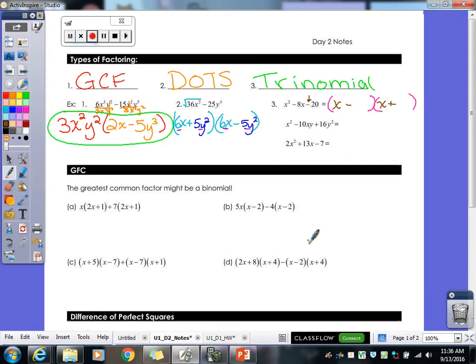So now we have to look at 20. What multiplies to give us 20? 2 and 10. Now I'm looking to get a negative 8 in the middle. So if I put the 10 with the minus sign, the 2 with the plus sign, what I'm doing in my head, and you don't have to write this on your paper, but in my head, I'm doing a little smile, and I'm multiplying those together. That gives me negative 10.